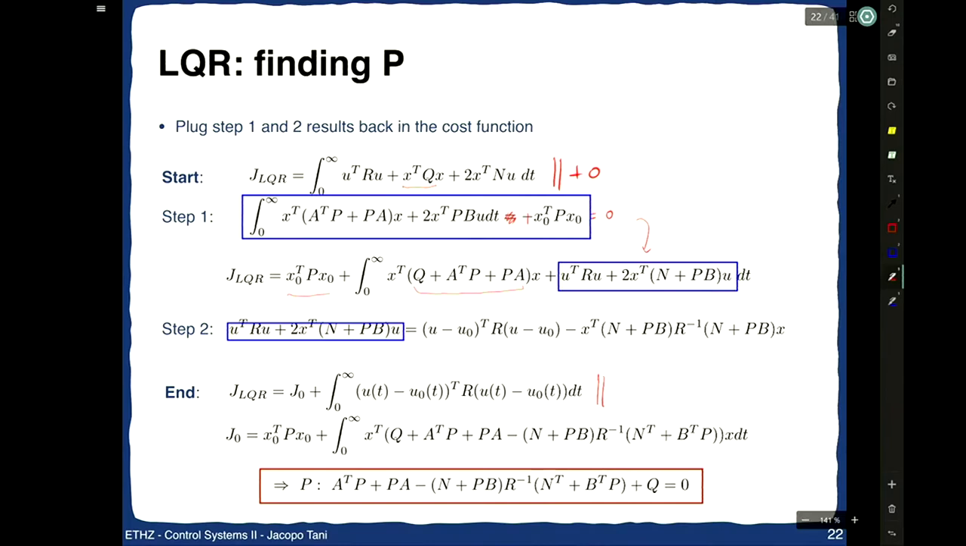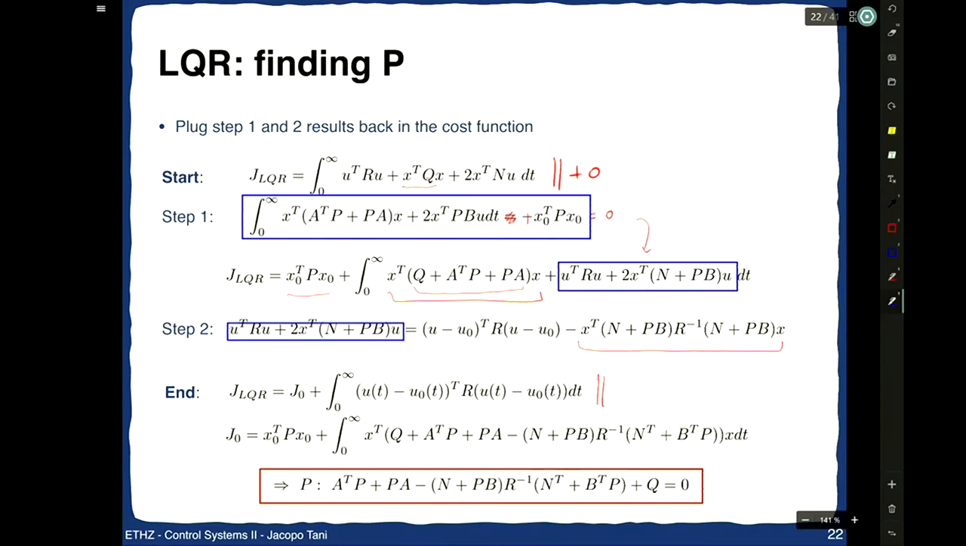But then we have a nasty term inside the integral here as well that goes and sums up with this other nasty term here. So we just bring everything outside the integral and we call it J naught, because we are forcing the cost function to have this form, because it's the only thing that makes sense in order to solve the minimization problem. Unless you wanted to use calculus of variations, of course.